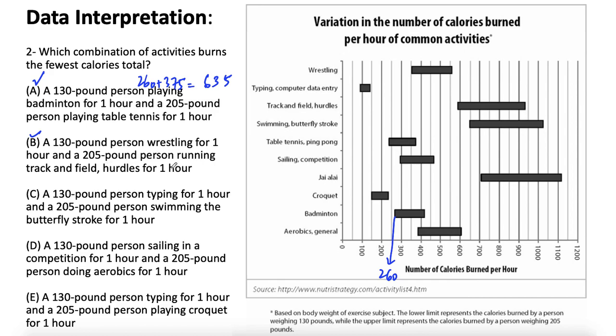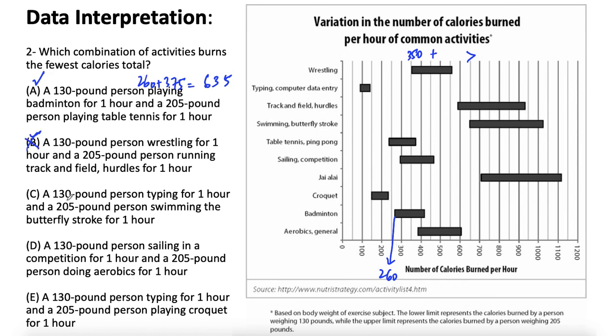130-pound person wrestling for 1 hour. Okay, so wrestling for 1 hour, that is 350 for this 130. And 205-pound person running track and field for 1 hour. So that will be track and field, that is 205. That value is very much greater, so we don't need to use that. That is somewhere greater than 900. So 900 plus this is greater than 1000. But you're asked to find the minimum. So again, this is not possible. This is very much greater.